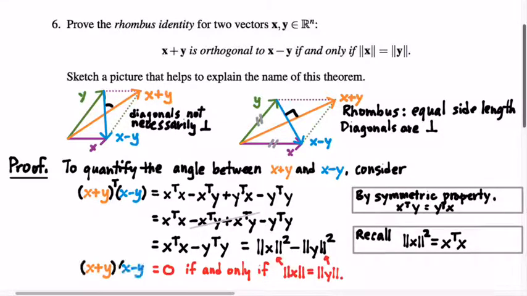And having that dot product be equal to 0 is by definition exactly the same as having those two vectors be orthogonal to one another, and so we have proven that x plus y will be orthogonal to x minus y if and only if the norm of x is equal to the norm of y.